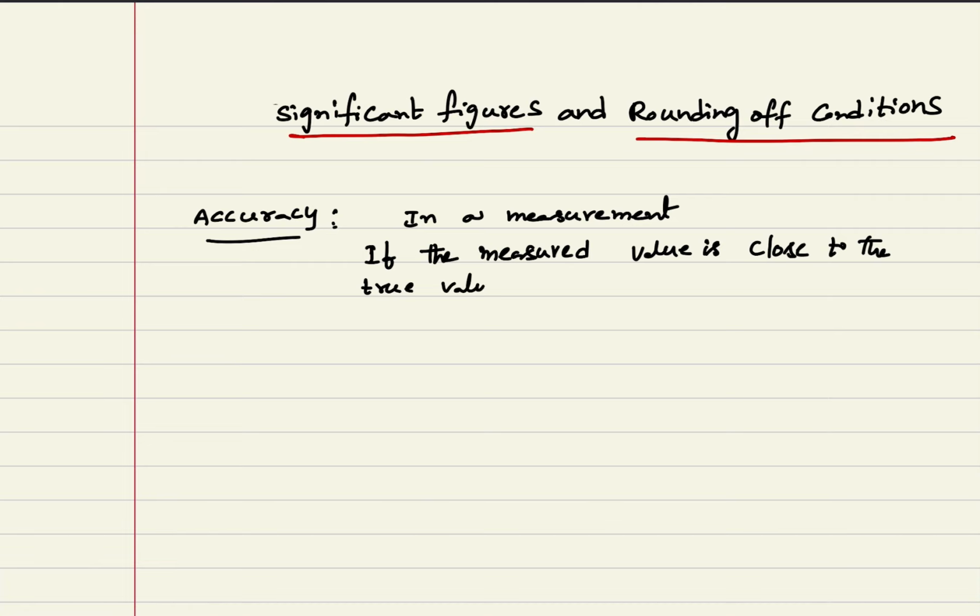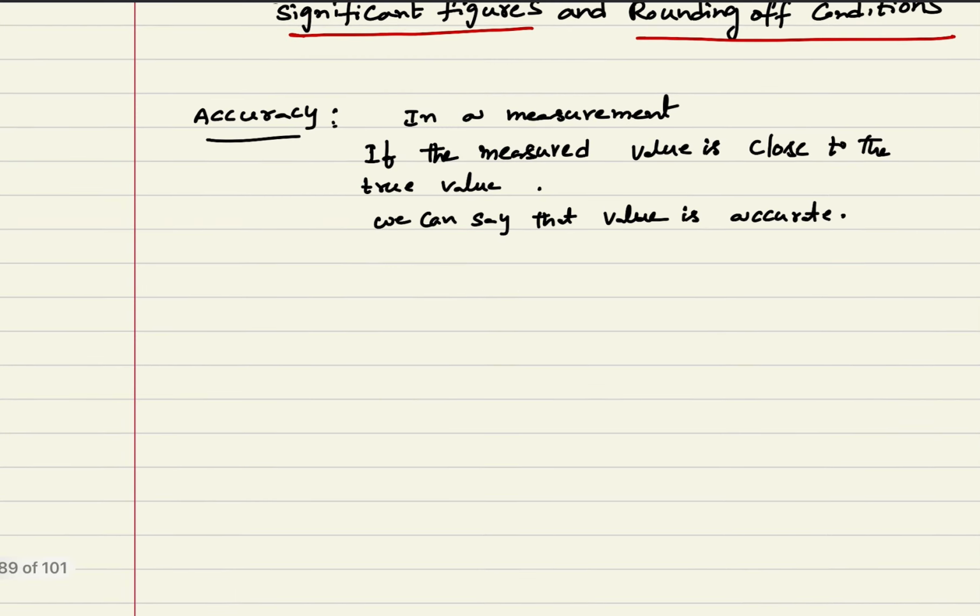In a measurement, if the measured value is close to the true value, we can say that value is accurate.